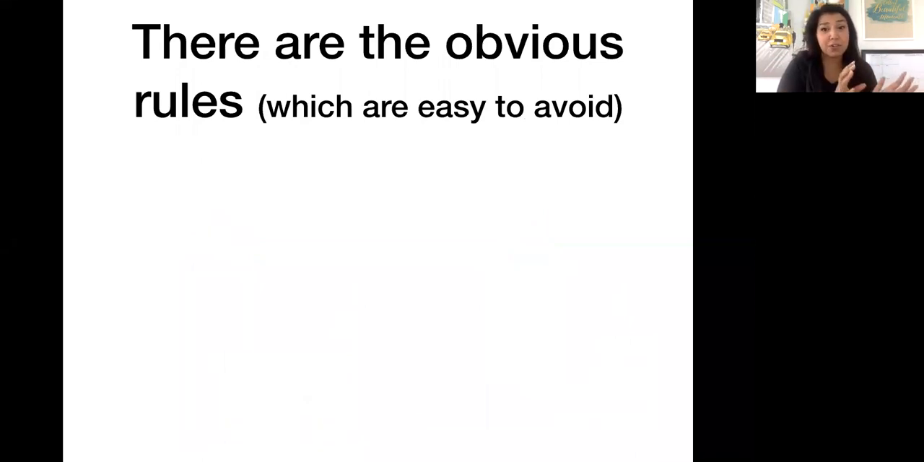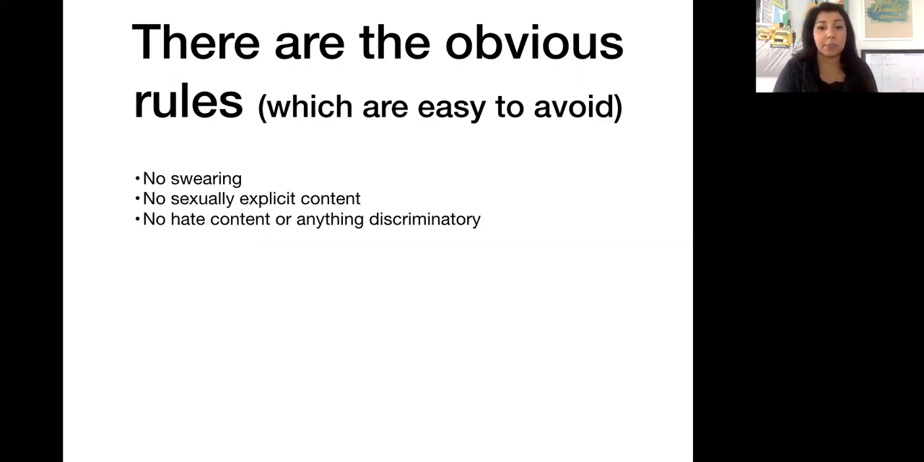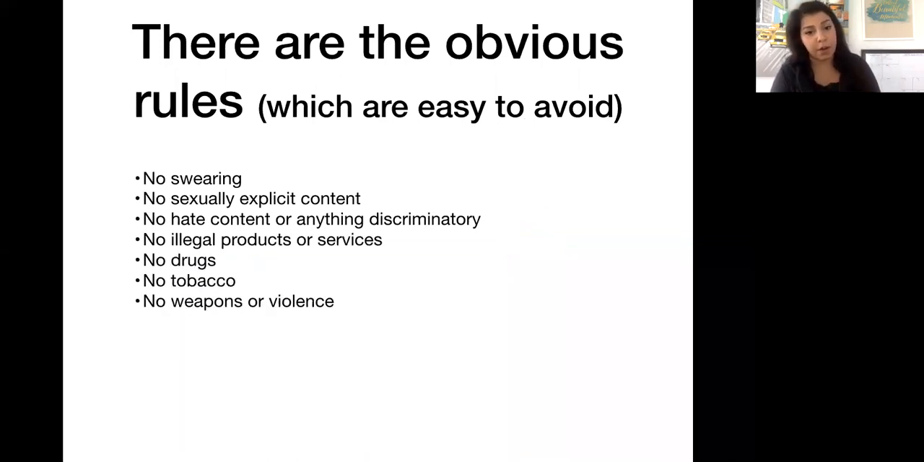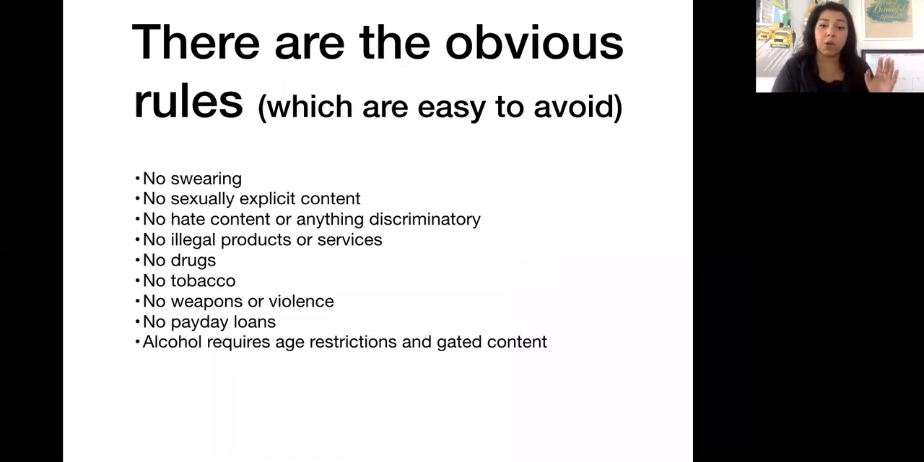There's the obvious rules, which are easy to avoid. Things like no swearing, no sexually explicit content, no hate or anything discriminatory, no illegal products or services, no drugs, no tobacco, no weapons or violence, no payday loans. Alcohol requires age restrictions and gated content. Most of us probably won't need to mess with that. And if you do, your Facebook ads person should be experienced in that niche.